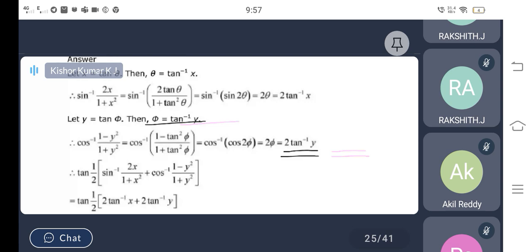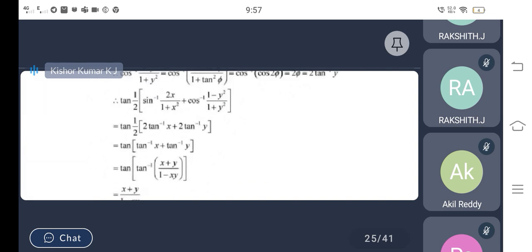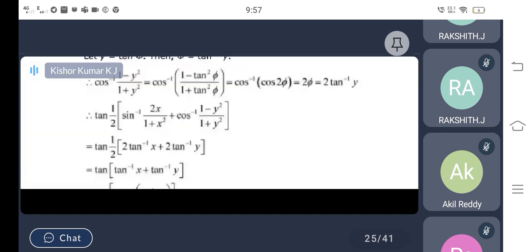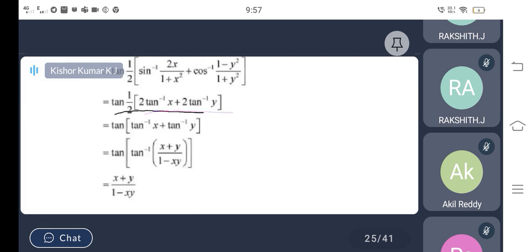Now consider the problem as it is: tan of 1 by 2 into sine inverse of 2x by 1 plus x square plus cos inverse of 1 minus y square by 1 plus y square. Using these two values, that gives tan of 1 by 2 into 2 tan inverse x plus 2 tan inverse y. Take 2 common outside the bracket, and cancel it with the 1 by 2. Finally, we have tan of tan inverse x plus tan inverse y.